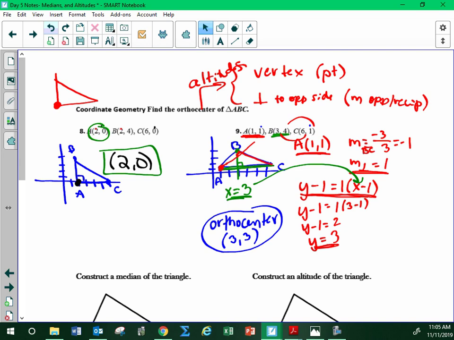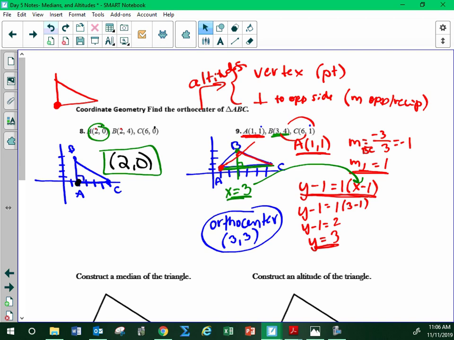So we don't have to find the midpoint to find the orthocenter? No, altitudes give us our orthocenter, and altitudes have nothing to do with midpoint. It goes to the vertex and is perpendicular. Medians, though, have nothing to do with perpendicular. They go vertex and midpoint. So you would have to find your midpoint and then do the slope formula to get your slope.